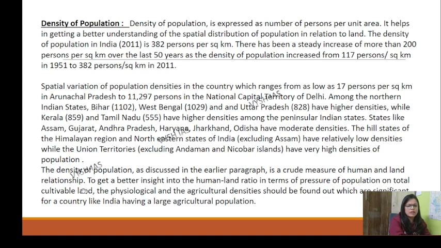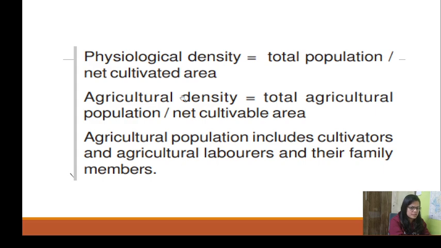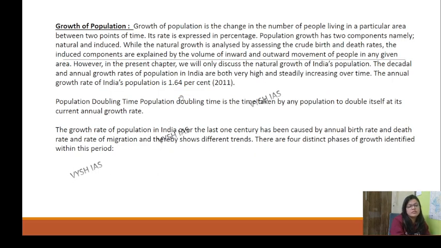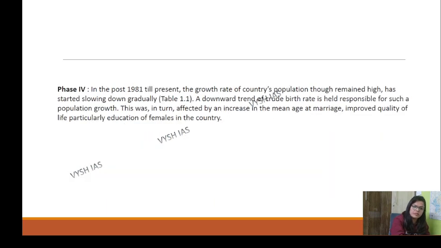Very true, the crude one. Then physiological density, agriculture, maps. Again, this is a very important slide. Growth of population, very important. What is population doubling time? When you put these definitions in your answer, it adds quality to your answer. Okay. Then comes phase 1, phase 2, phase 3, phase 4.